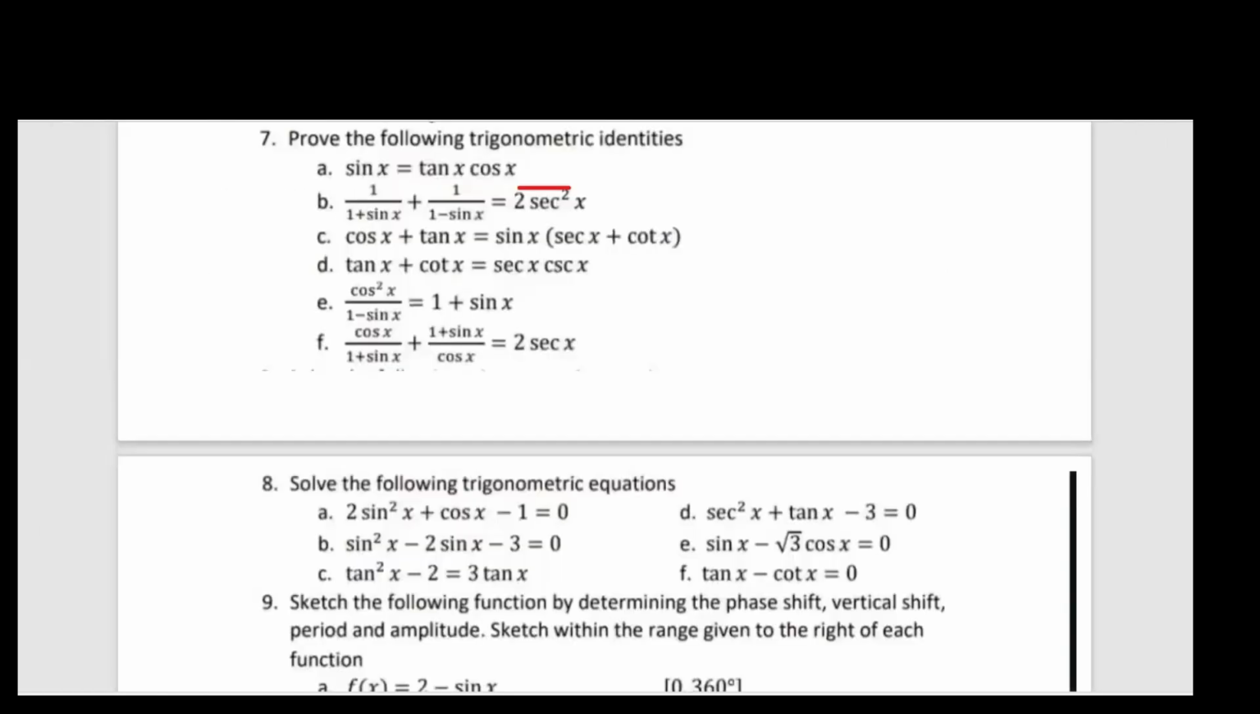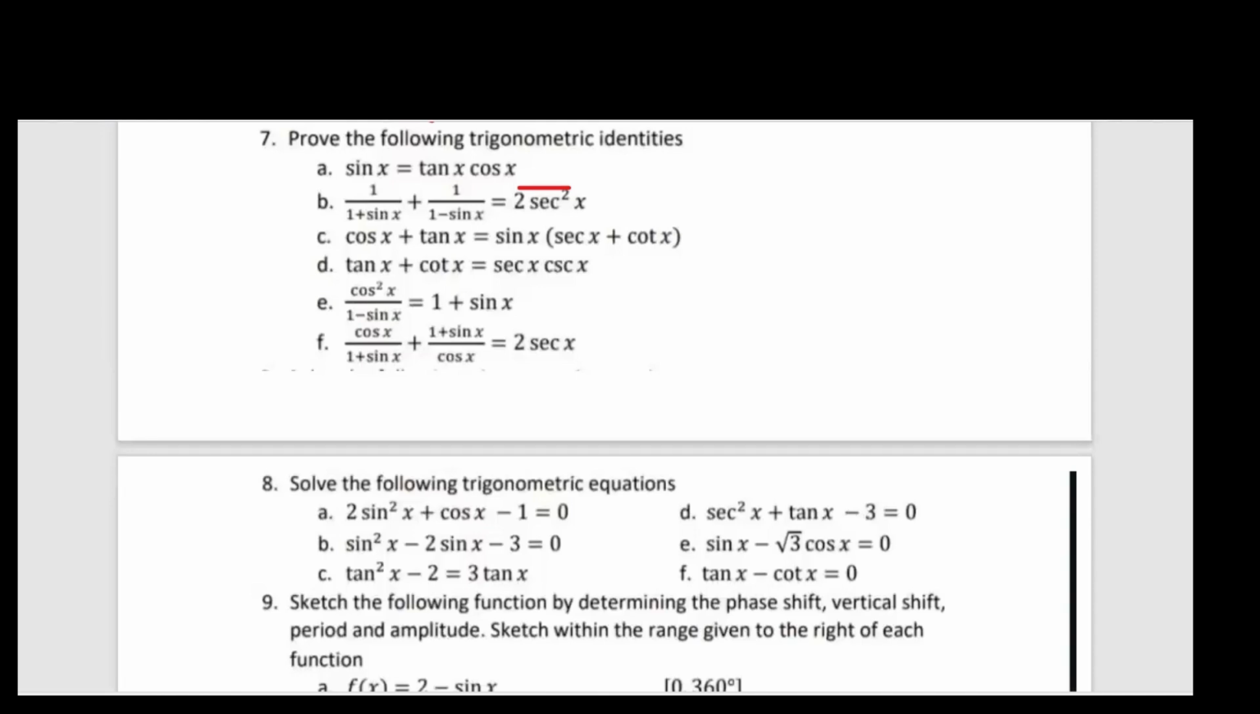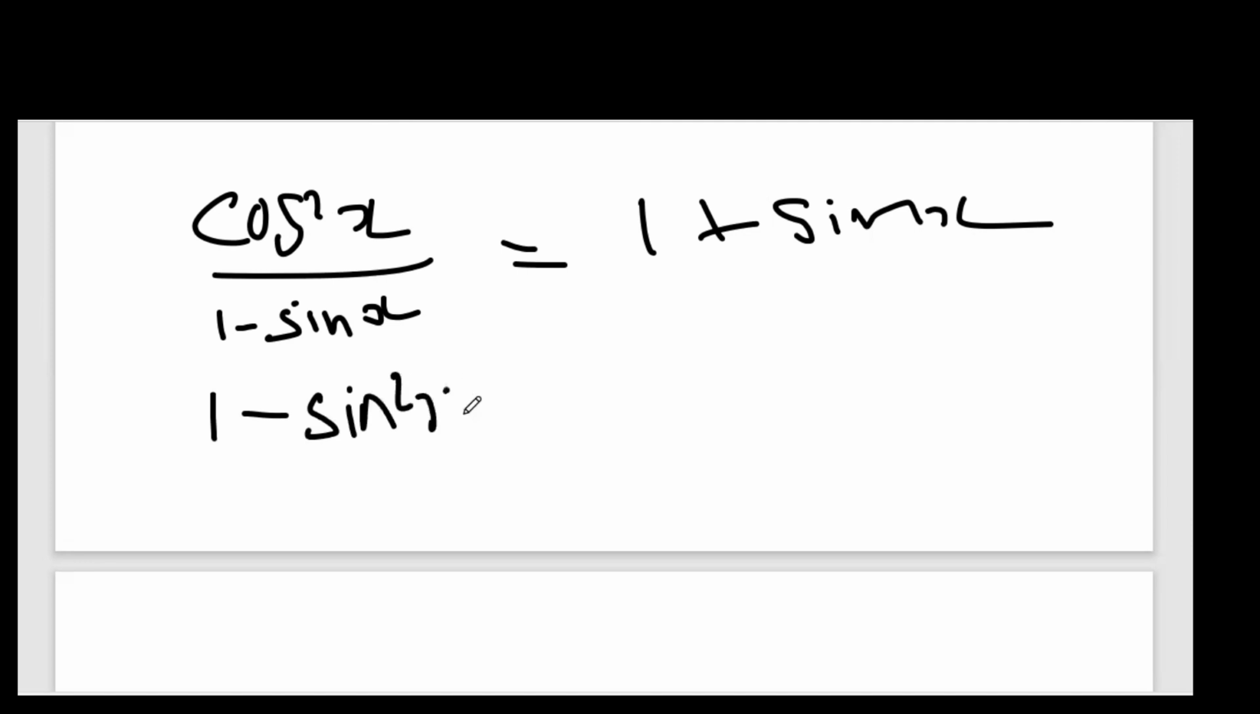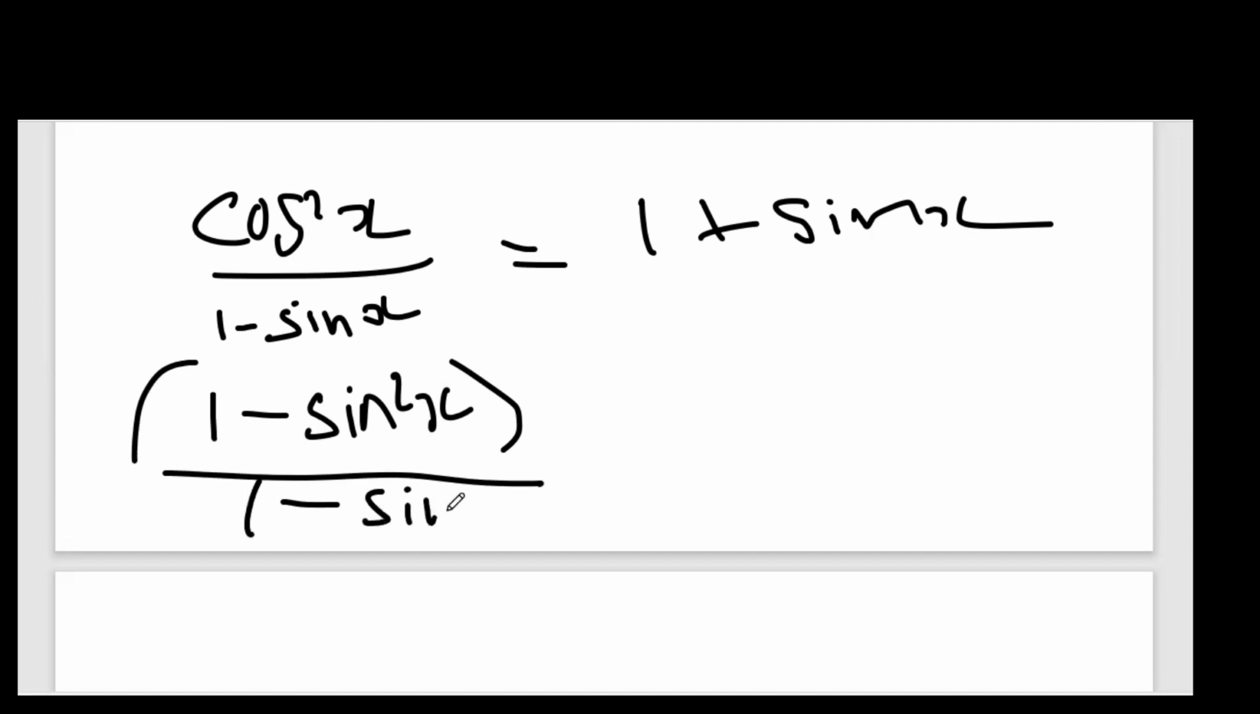Cos squared x on top over 1 minus sin x, and this equals 1 plus sin x. We can see that the left-hand side here looks more complicated, so we're going to prove that it equals the right-hand side. Whatever we have on top is the same as 1 minus sin squared x, so you have to know the identities. Then the 1 minus sin x down there should equal the right-hand side.